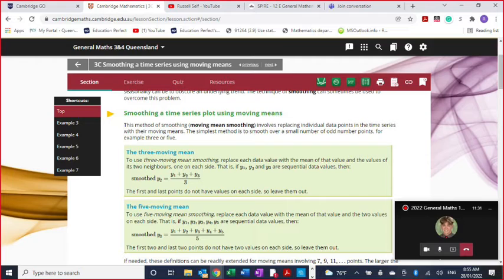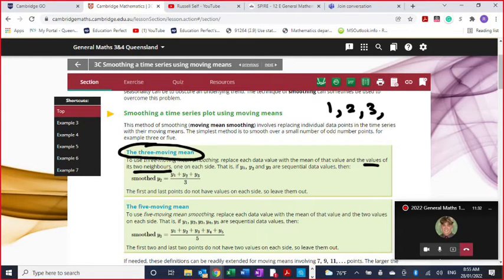The first one we're going to look at is something called a three-moving mean. And when you see that number there, that word 3, that just means we're going to be using 3 values, right? And so what we're going to do is use a value and then numbers on either side. So you're going to have a value and then the value of 2 neighbors, one on each side. They have to be consecutive, and you have to have them on each side, which means you're never going to be able to use the first and last number.